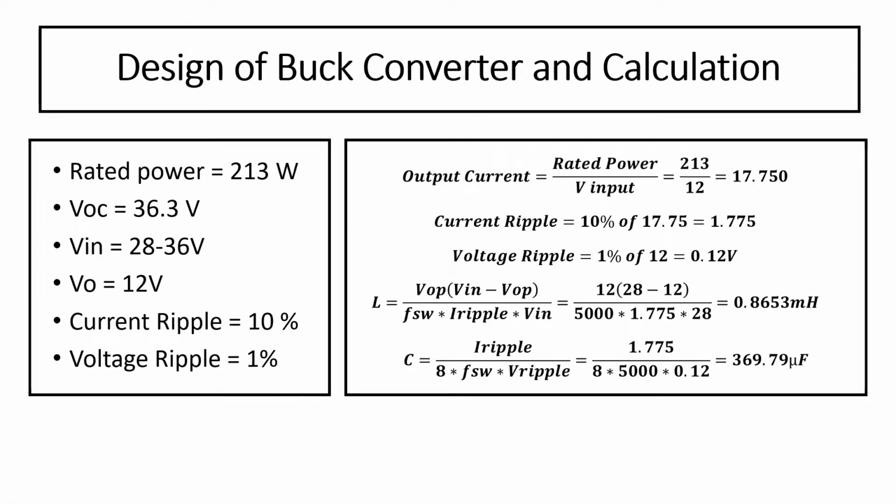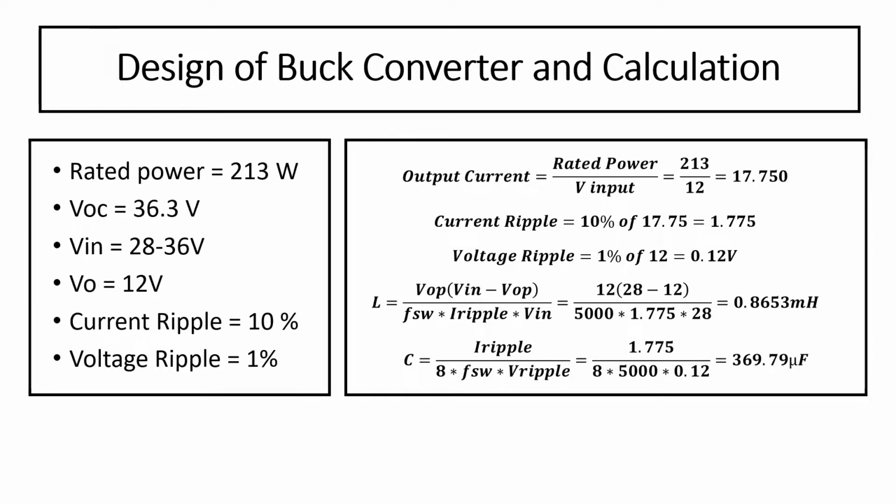So this is the design of the buck converter and the calculations. The rated power will be chosen as 213 watts, and the input voltage will be a maximum of 36.3 volts. That's the VOC, and then V input will be between 28 to 36 volts. V output will be 12 volts. That's the desired output voltage, and the current ripple will be 10% of the current, and voltage ripple will be 1%.